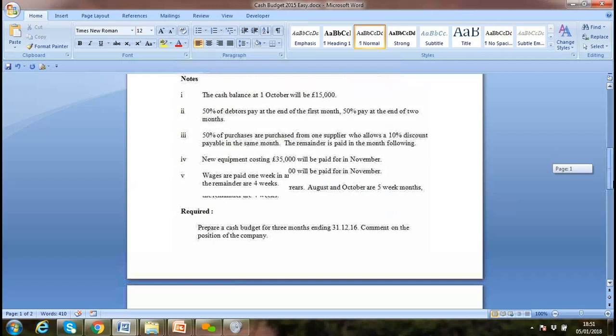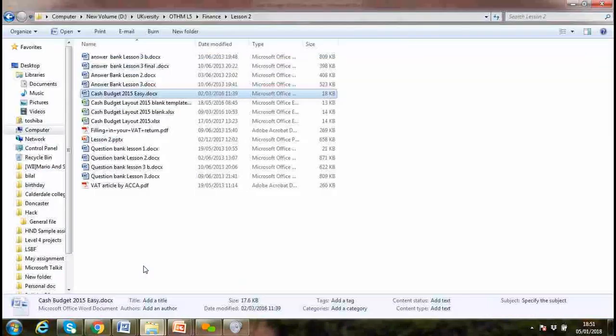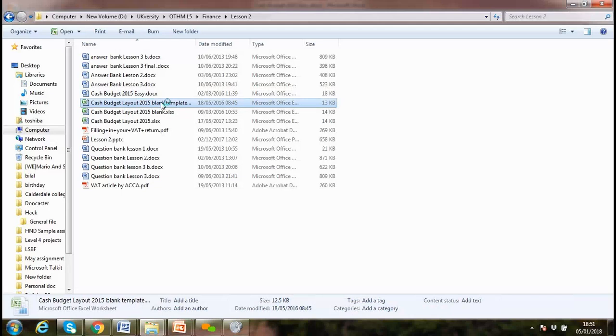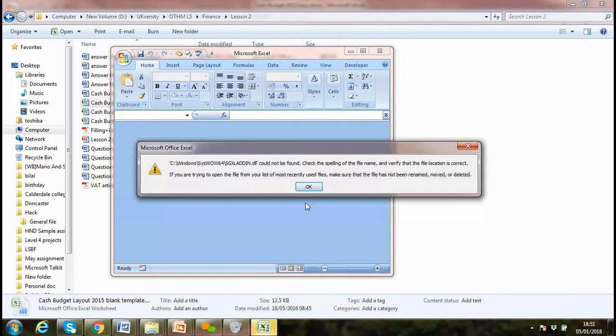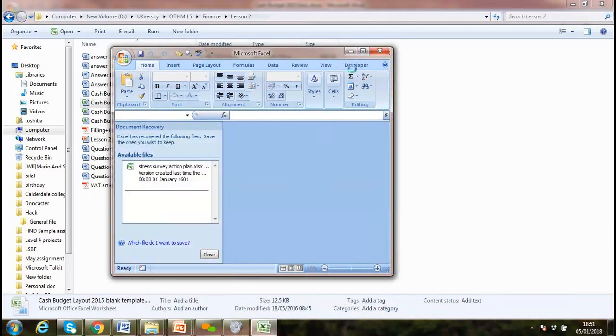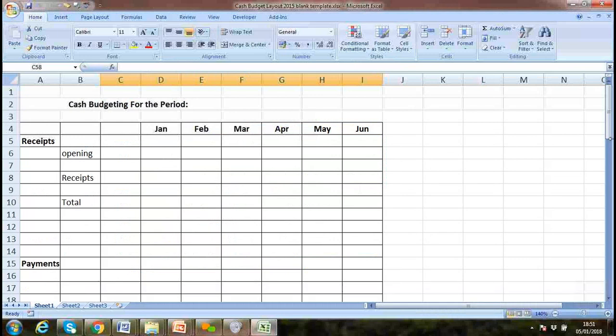Yeah. So now is a question. We need to prepare a cash budget for 3 months ending on the 31st. The template is already prepared, so we just need to focus on the figures. Basically, it's not a pure theory we're learning about, we just want to get a good understanding of how we can do our budgets.